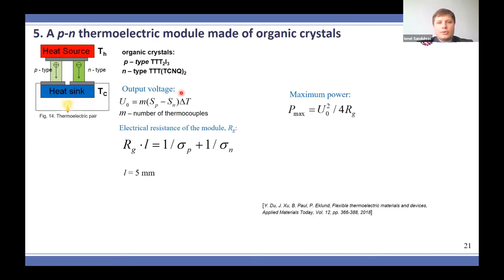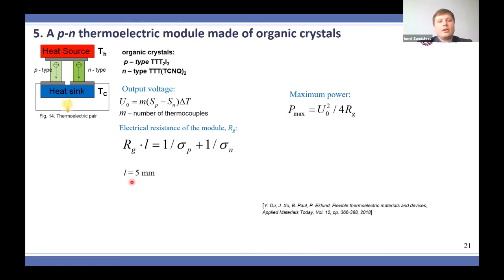A thermoelectric module, a PN thermoelectric module, consists, as I said before, of a P-type and an N-type leg. So we propose to use for this purpose these crystals investigated before. For output voltage, we used a simple formula, and the maximum power delivered from such a device is described by U squared over 4 RG, where RG is the internal resistance of the module.